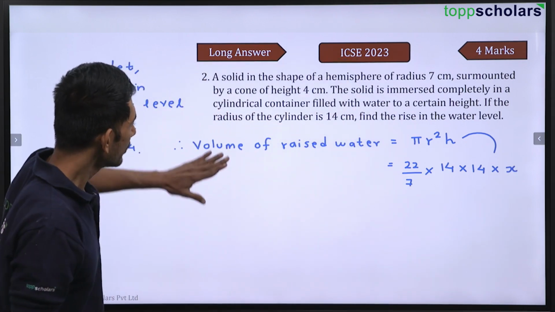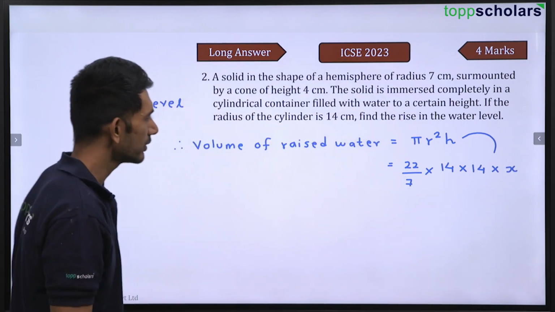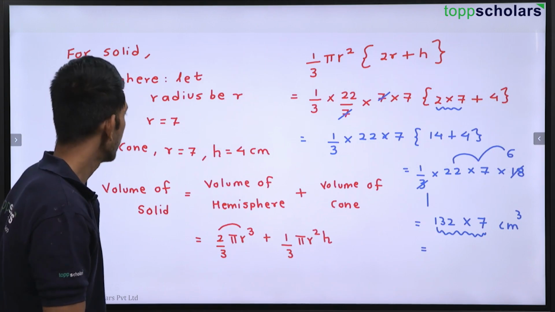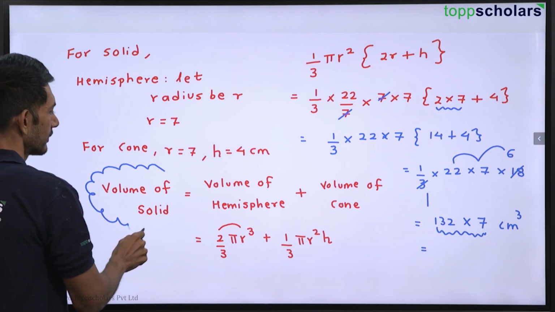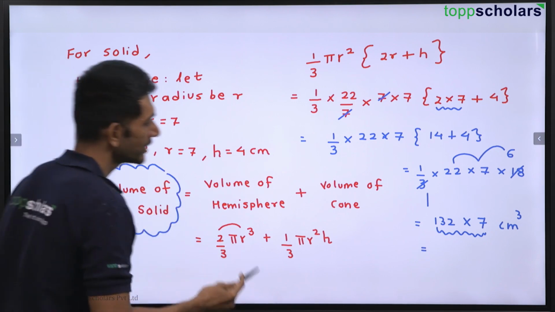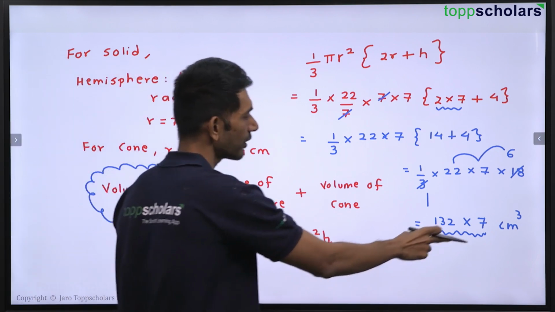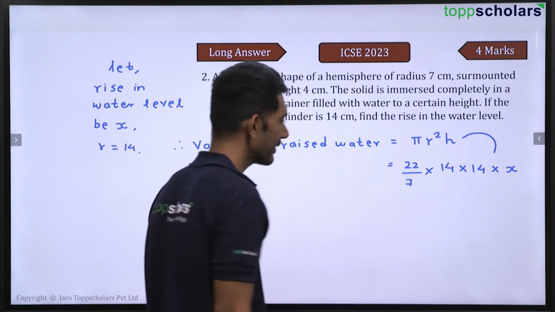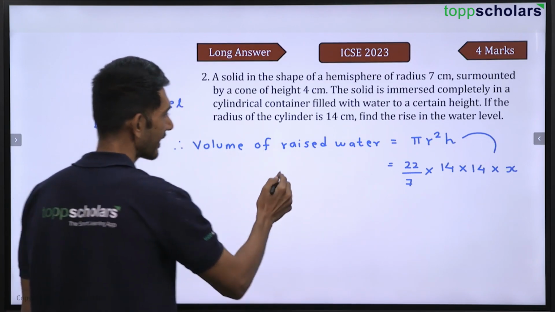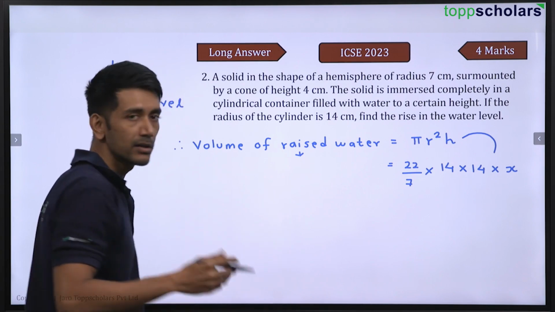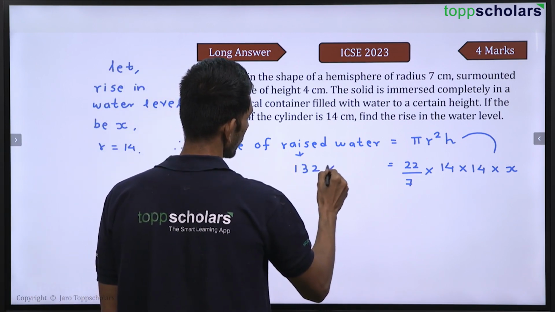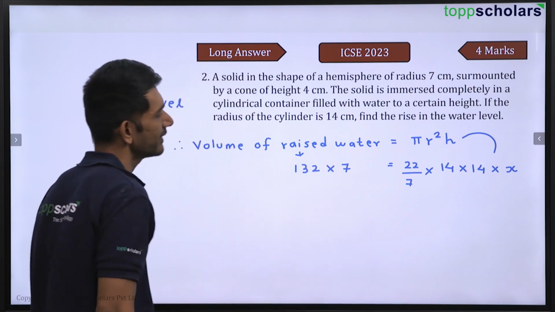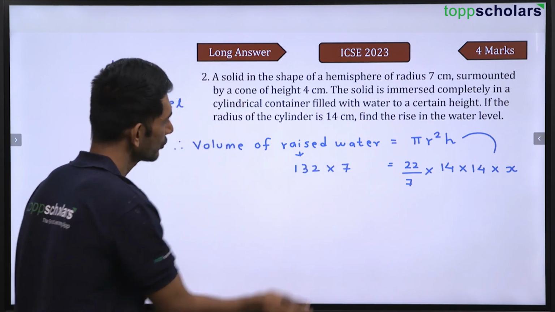Now can I say the volume of the raised water is the same as the volume of the solid, correct? So just equate this. Volume of solid is 132 into 7. So here I can write, volume of raised water, that itself is the volume of solid. That is 132 into 7. Correct? So solve this now.